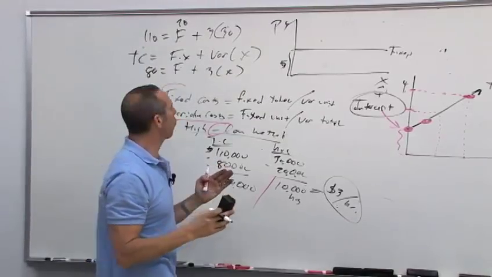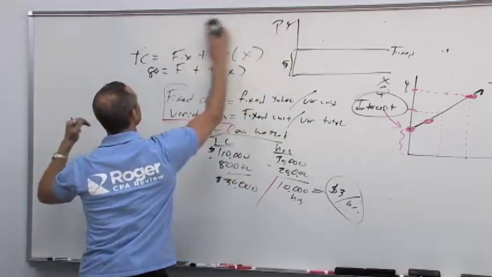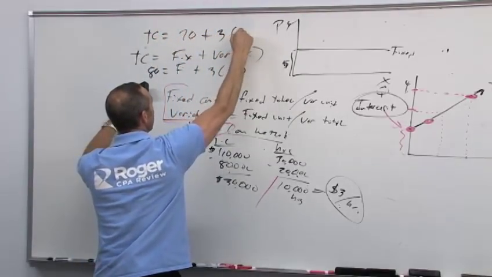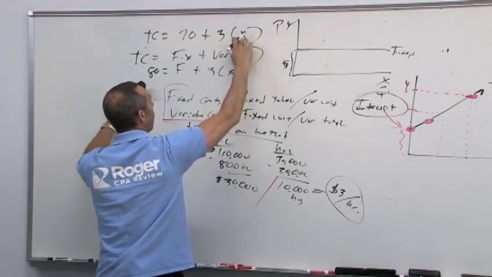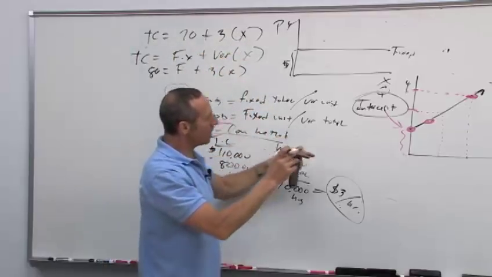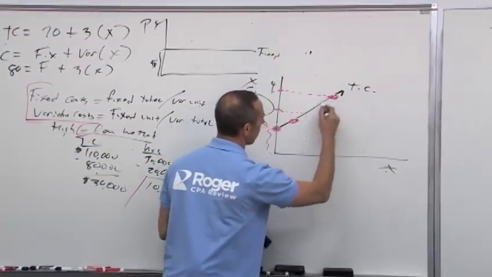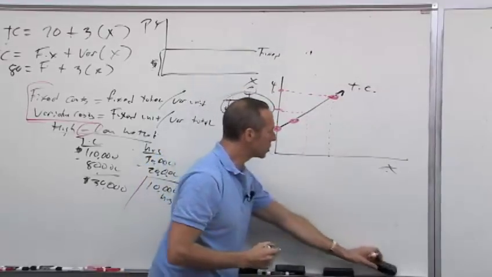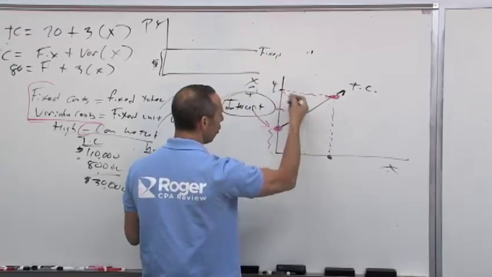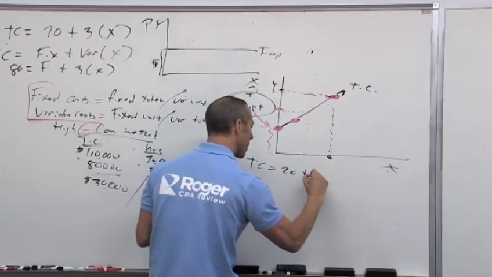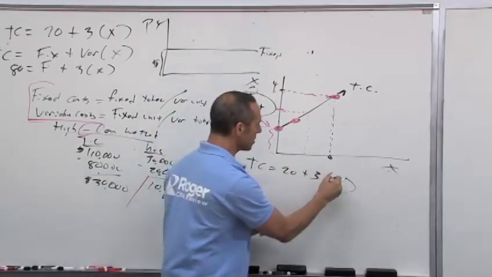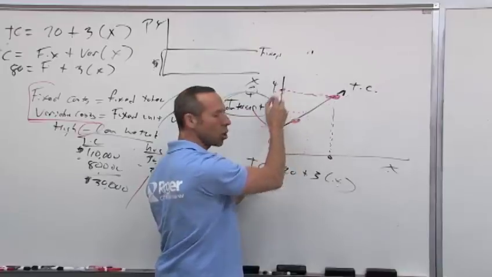So if I want to set up a formula, what is the formula I'm going to use? You're going to say total cost equals fixed 20 plus 3 times x. Now, what does x represent? Any activity level. What will this formula give me? It'll give me anything on this line. So, if I were to pick a point here, go up, that's going to give me total cost. What's the formula? Total cost equals 20 plus 3 times x. So, whatever this is, you plug it in here, that'll tell you what this total cost should be.